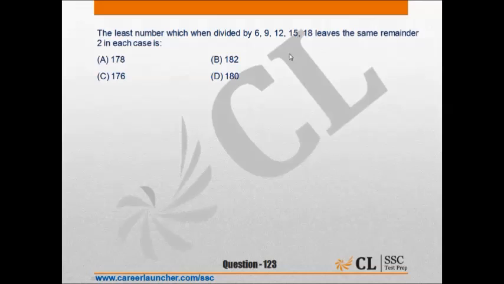The question is, the least number which when divided by 6, 9, 12, 15 and 18 leaves the same remainder 2 in each case is. We'll check with the largest number, that is 18. Dividing 178 by 18, we get the remainder as minus 2. Dividing 176 by 18, we get the remainder as minus 4. Dividing 182 by 18, we get the remainder as 2. Dividing 180 by 18, we get the remainder as 0. So clearly our answer is option B.